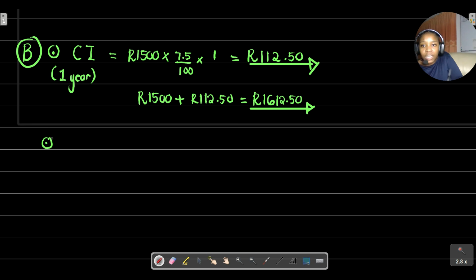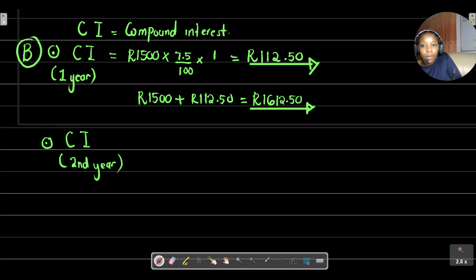So to get the compound interest, CI, or the interest that we will get in the second year, what do we need to do now? We are just going to take that accumulated amount of 1,612,50 multiplied by the interest rate of 7.5 over 100, because it's 7.5%. So it's 1,612.50 multiplied by 7.5 over 100. What do you get here?